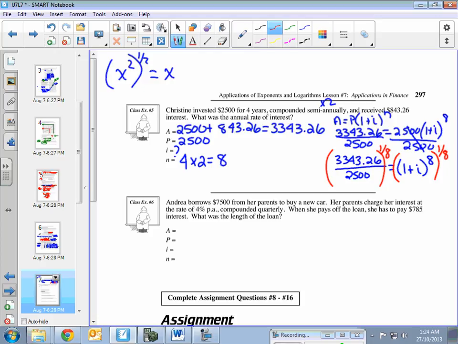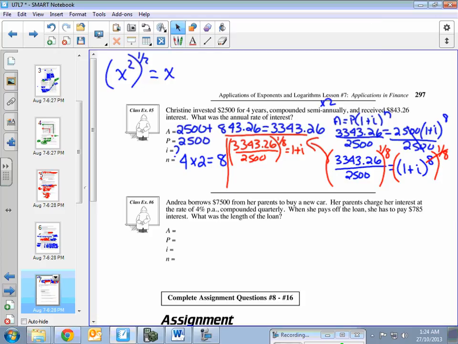So when I raise that to the exponent 1/8, I get rid of the exponents on my right-hand side. I'm just going to keep going. I'll come this way. So I have (3,343.26 over 2,500) all to the exponent 1/8. This is equal to 1 plus i. That's all equal to 1 plus i. I can figure that on my calculator.